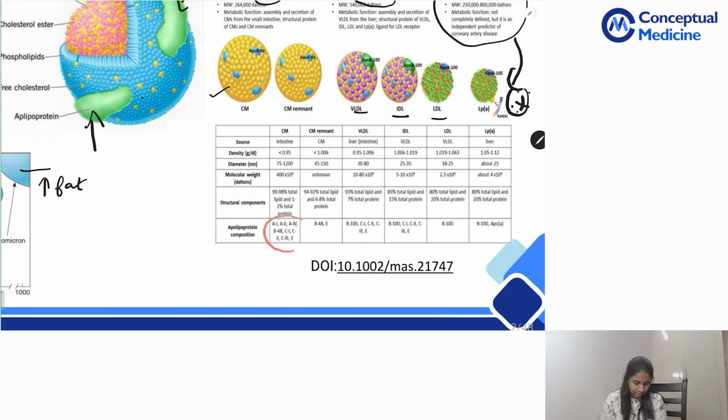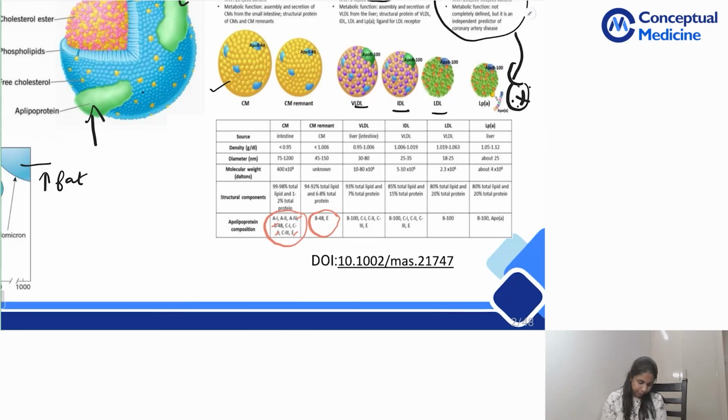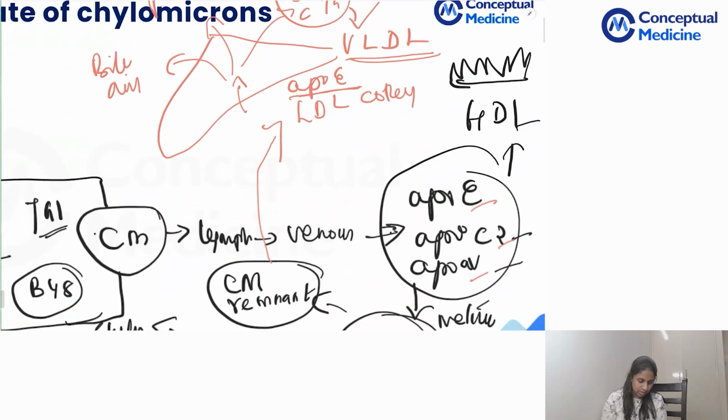And these are all the apoproteins that a chylomicron will have. If you look clearly, you could see the main one is ApoB48, then ApoC2, ApoE, ApoAV, or A14. These are all the main apoproteins that a chylomicron will have. Now, once it becomes a remnant, you could see it is having only two: one is B48, the other one is E.